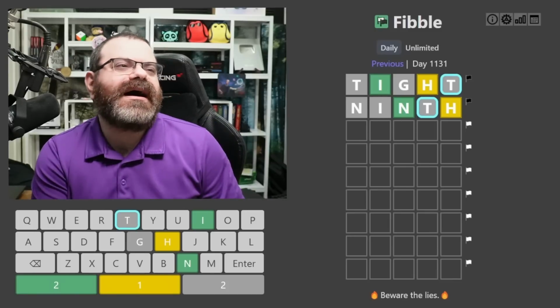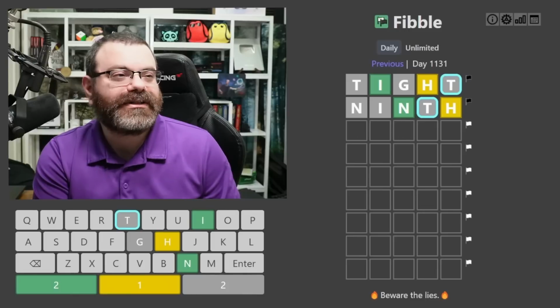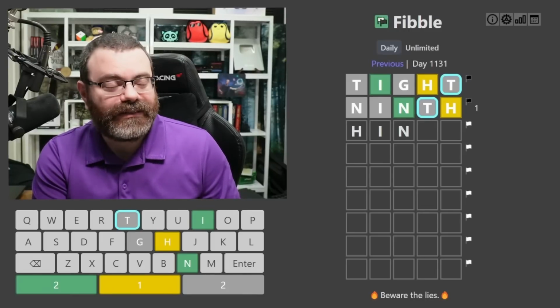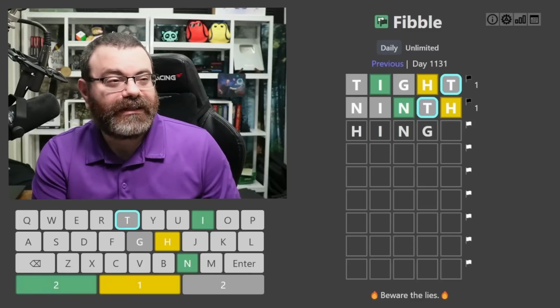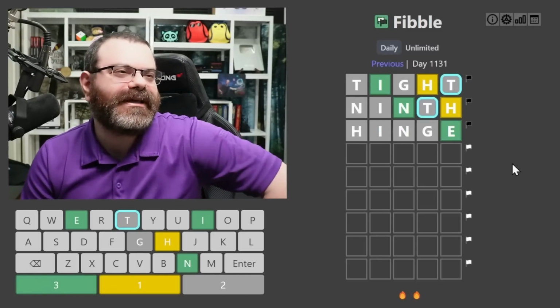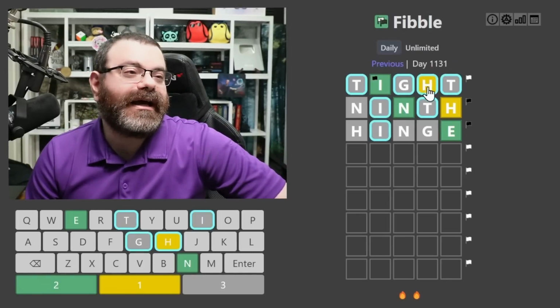If I keep using the I, that's my lie on the second word, so I'd have to put an N here, and I'd have to use an H either at the end or at the start. And then my lie for tight would have to be the G. So hinge. I was half expecting that to lock in. So a lie between these N's means there's no I, which means this is our lie.